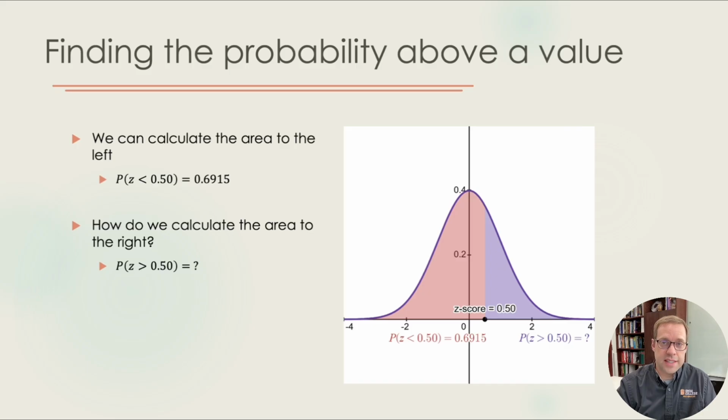So we have a probability of 69.15%. Take a second and look at that. Does that make sense? 69% is greater than half. This area looks like it's greater than half. So yes, that should make sense.